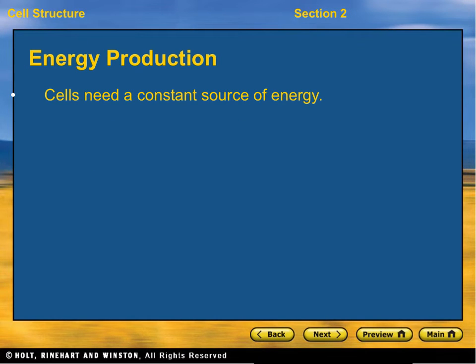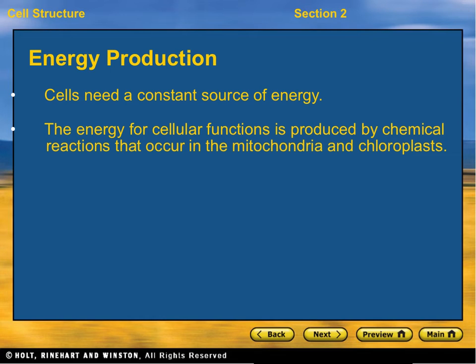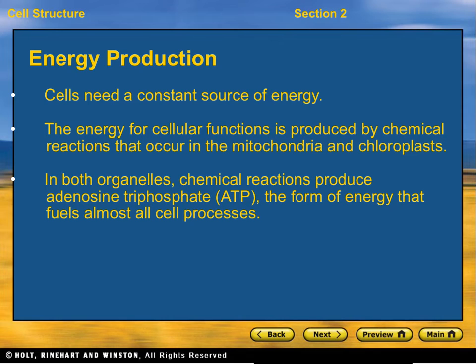And the last thing that we're going to talk about in this section is energy production. So cells need a constant source of energy. The energy for cellular functions is going to be produced by chemical reactions that occur in the mitochondria and the chloroplast. Both organelles are going to have a chemical reaction that produce what we call adenosine triphosphate, or you will start seeing this written down as ATP. And this is a form of energy that fuels almost all cell processes. So this is something that if you go into the medical field, you will talk about a tremendous amount.